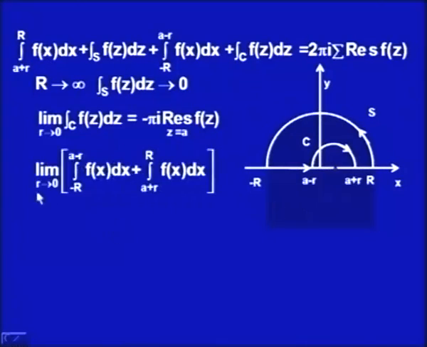What it says is, limit r approaches 0, the first integral from a plus r to R of f(x) dx, and then this third integral from minus R to a minus r of f(x) dx. We can rewrite it as the integral from minus R to a minus r plus the integral from a plus r to R, as r approaches 0. So, now this r would be the same as the epsilon we say.